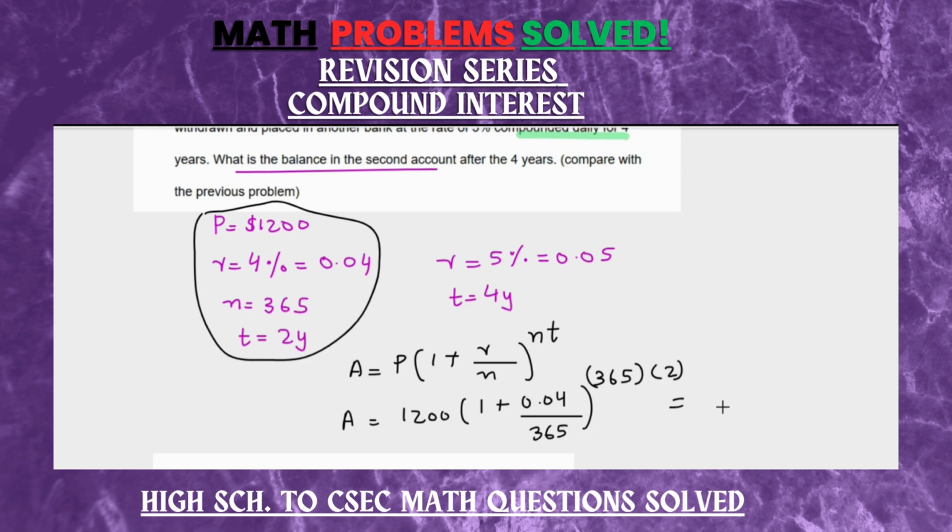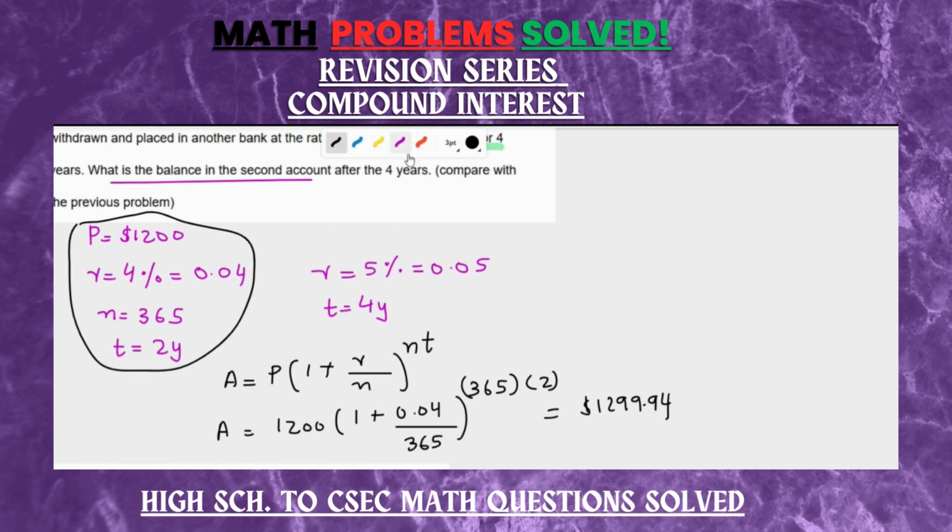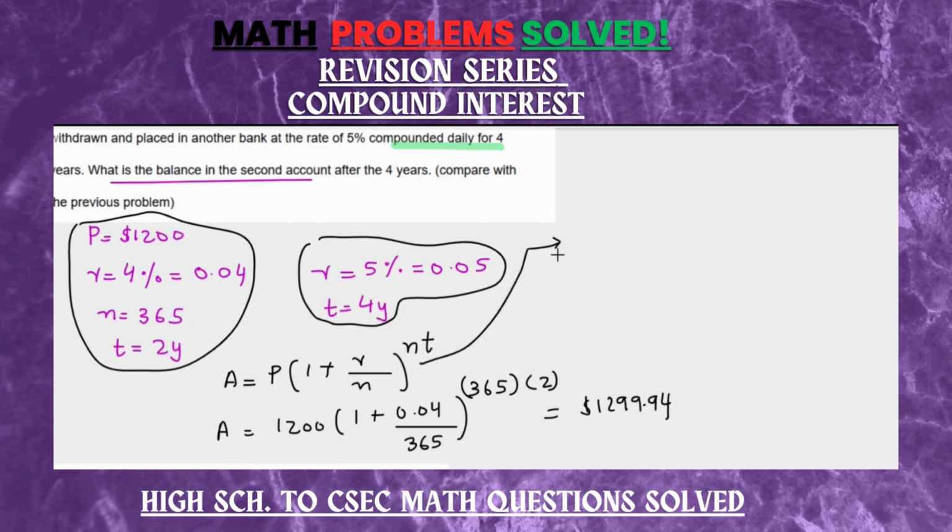So when I use my calculator, I got $1,299.94, right? This is the amount after 2 years. This is for the first period. Then, because this is compound interest, that is the important thing, and this is the second period, you have to use the same formula, but what will be the difference? Because we are finding the compound interest, for the second period this principal will be changed, right? Although the principal for the first period was $1,200, for the second period we have to take the final amount of the first period. This amount is the principal for the second period, right?